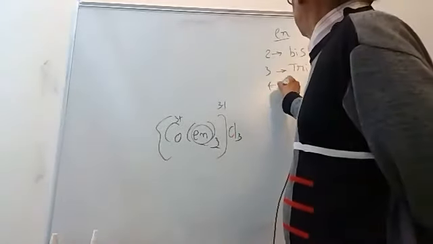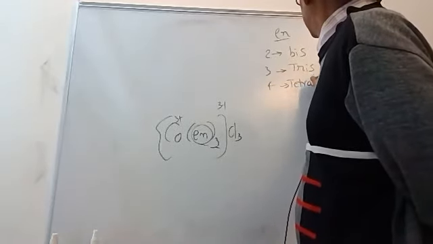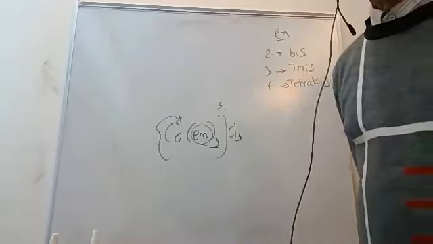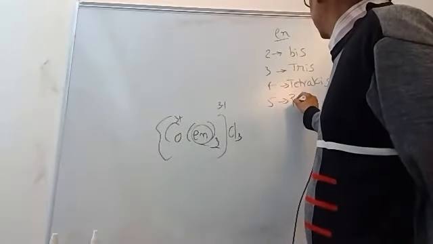And if there are 4 of them, we call this tetrakis. If there are 5, we use pentakis.